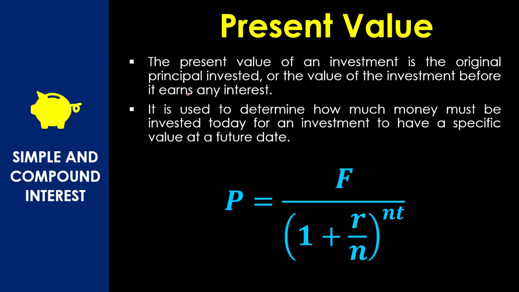Now, what if we're going to find the present value or the principal amount? Let's try to derive it from our compound interest formula. We'll obtain this formula. So let's try to use this. We divide the F, or the compounded amount, by the quantity of 1 plus r over n raised to n times t.